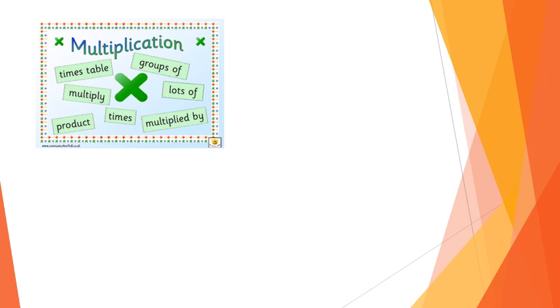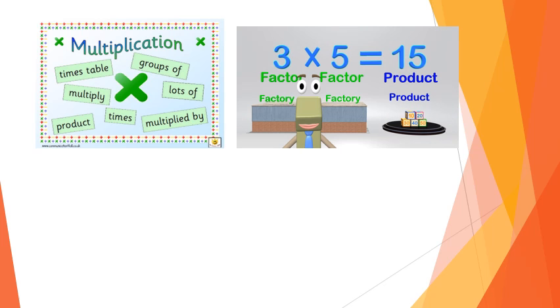It's important when we're multiplying that we understand the vocabulary that comes with multiplying. We talk about our times table, multiplying, product, times, groups of, lots of, multiplied by. Multiplication is groups of something. So 3 times 5 is 3 groups of 5. These are the factors of the question. It's asking for the product or the answer, which is 15.